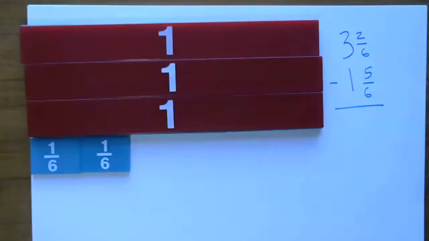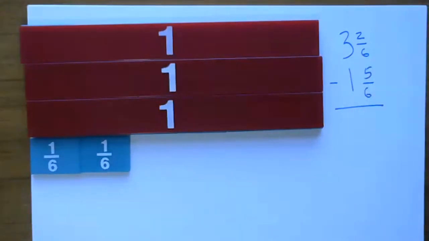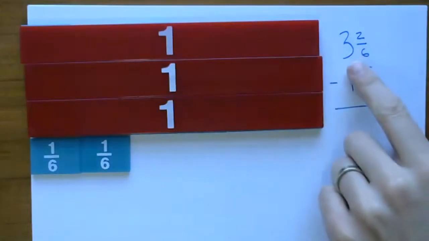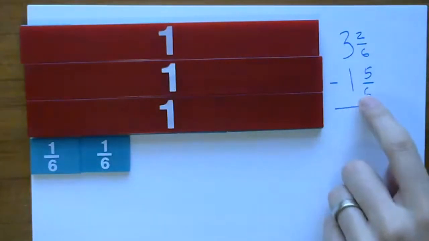So now let's try another problem. We've changed the denominator to 6, but there is going to be a little twist in this one. I've already started by modeling 3 wholes and 2/6. I got my 3 wholes, my 2/6 here, and now I need to subtract 1 whole and 5/6.